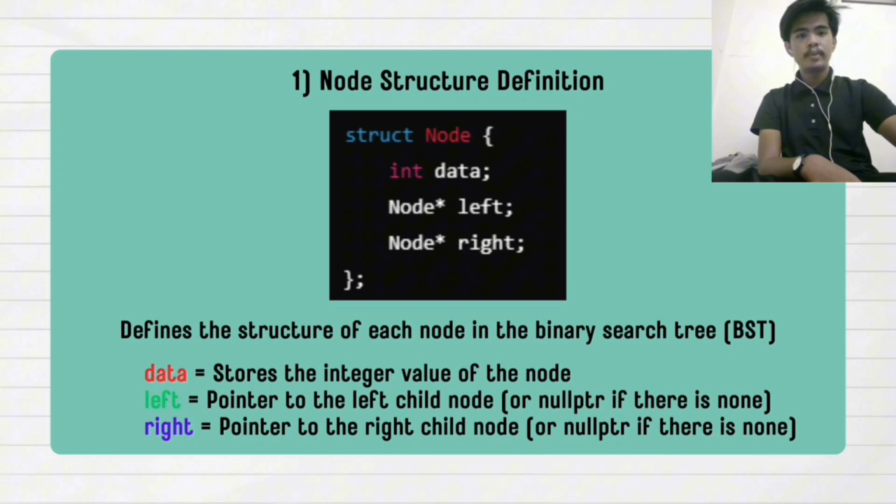Let's start with the first part, which is the node structure definition. It defines the structure of each node in the binary search tree. Data stores the integer value of the node, left is a pointer to the left child node, or null pointer if there is none, and right is a pointer to the right child node, or null pointer if there is none.